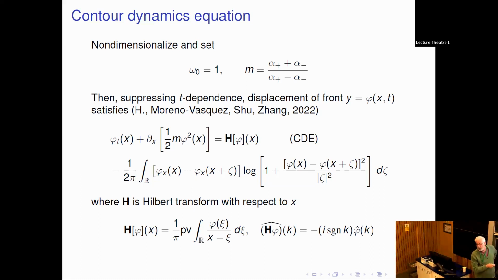This is basically a cubic term here, because the log expands to a phi squared. As I said, so long as you have the decay of phi x that I mentioned, all these integrals converge perfectly well, both at the singular point and at zeta equals 0, and also at infinity. And the H here is the Hilbert transform, which we've seen many times already. So it's convolution with principal value 1 over pi x, or on the Fourier side, with my sign conventions, it's multiplication by minus i signum k.